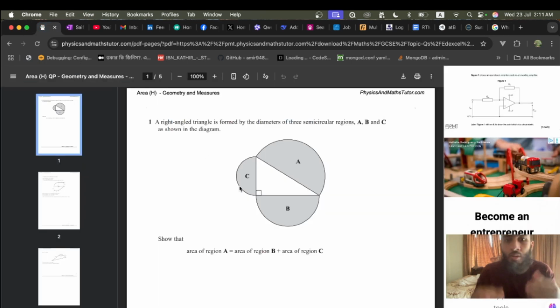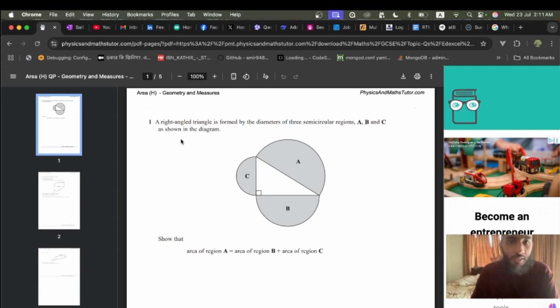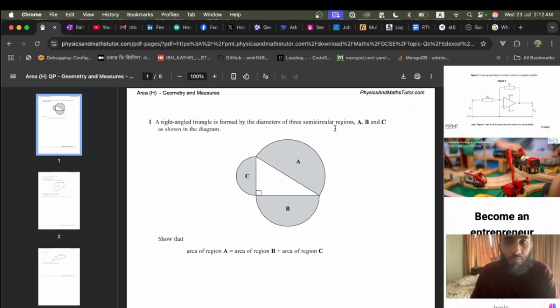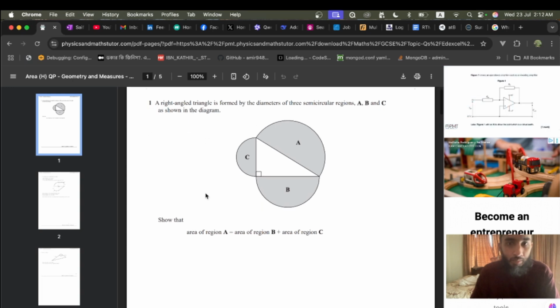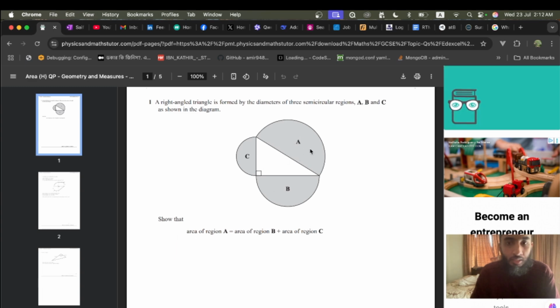Now if I try to solve the first problem, the first problem states that a right angle triangle is formed by the diameters of three semicircular regions A, B and C, as shown in the diagram. This is a right triangle. So you have to prove, or show, that the area of region A is equal to the area of region B plus the area of region C. So this is what you have to prove.